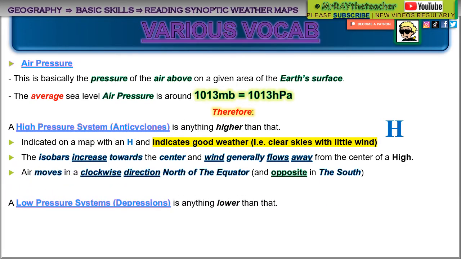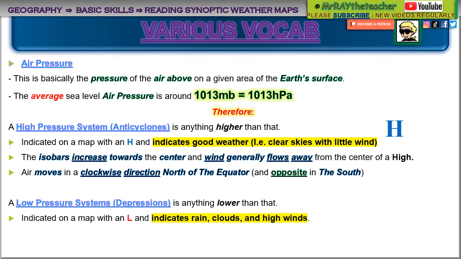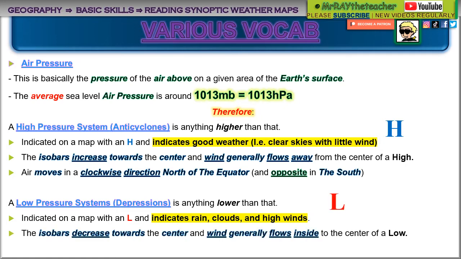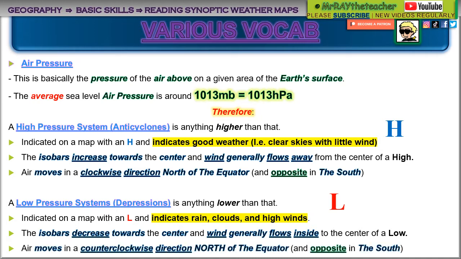Flipping that around, low pressure systems, or depressions, is anything lower than that number. So anything lower than 1013. Indicated on the map with an L, obviously, because L means low, and indicates rain, clouds, and high winds, or potentially those. The isobars decrease towards the center, and wind generally flows inside to the center of a low, and air moves in a counterclockwise direction north of the equator.